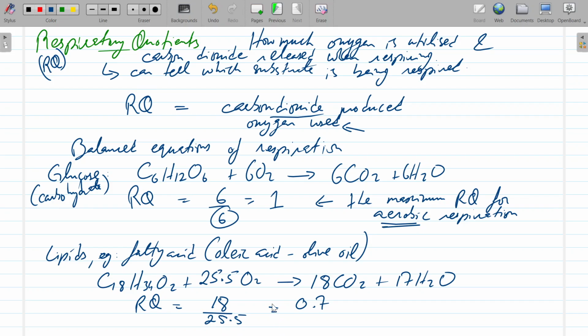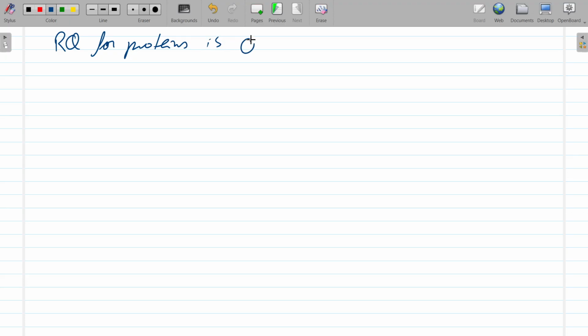All right. And just to mention this on the side, I have to talk about anaerobic respiration. So we'll take a new page. I have an infinite number of pages, but I'm still trying to squeeze it in. So proteins. Now, just to give you that, the RQ for proteins is 0.9, so very close to carbohydrates.